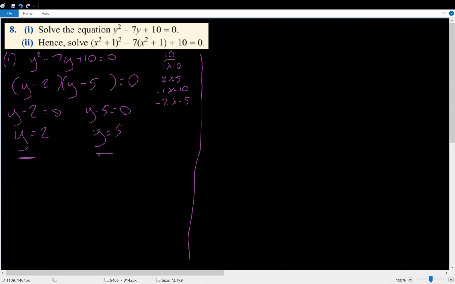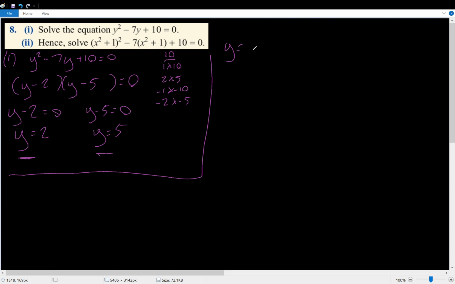Now for part 2 of this, we're going to look at the second equation and just take a note of how similar it looks to our equation from part 1. The only difference this time is that in the equation for part 2, instead of writing y every time, we wrote a bracket with x squared plus 1 in it. So what we can say is from this, y is equal to x squared plus 1.